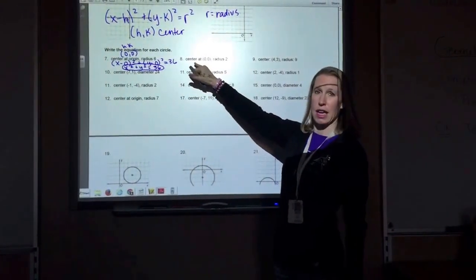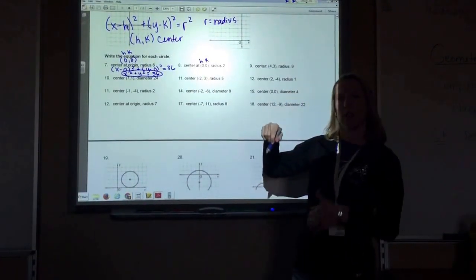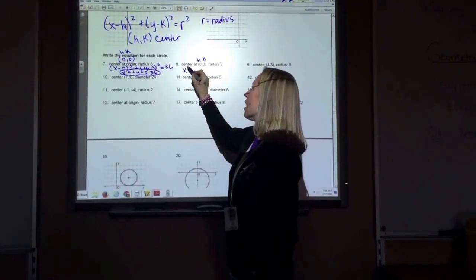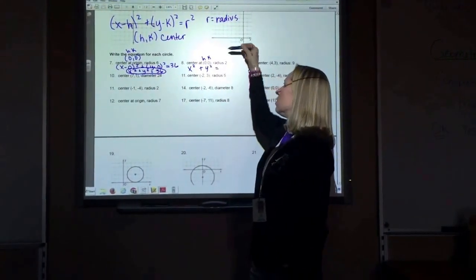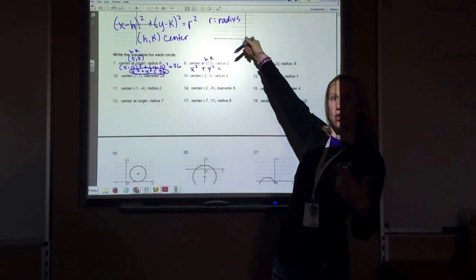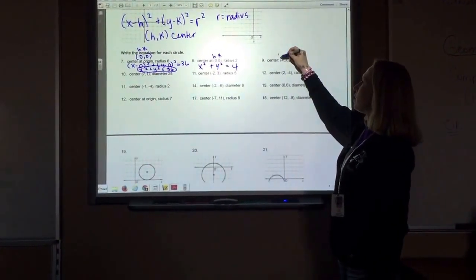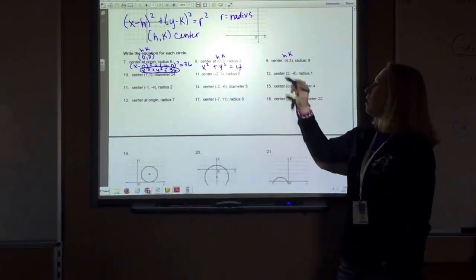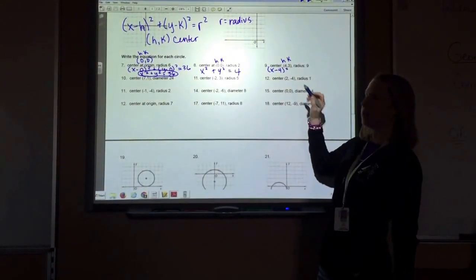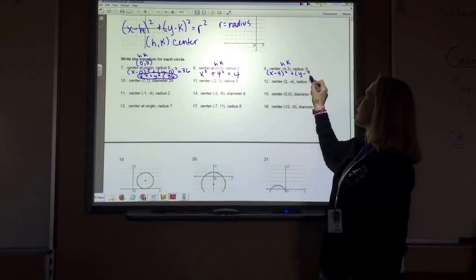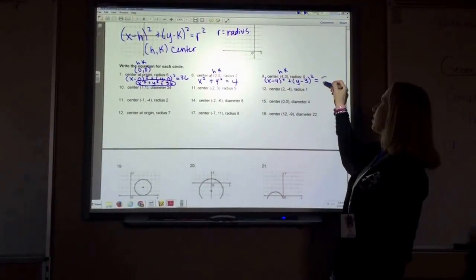Like number 8, again, the center's at (0, 0), so that's your h and k. If I wanted to write (x - 0)², I could, but remember, that's really just x². (y - 0)² is really just y², equals the radius squared, 2 squared, is 4. Now let's do some with numbers. This is your h and k, that's my radius. So I would do (x - 4)² + (y - 3)² = 9², which is 81.